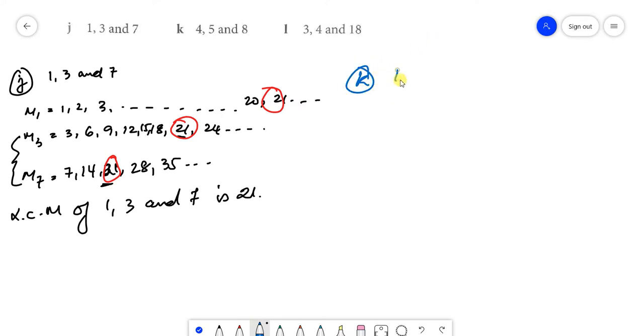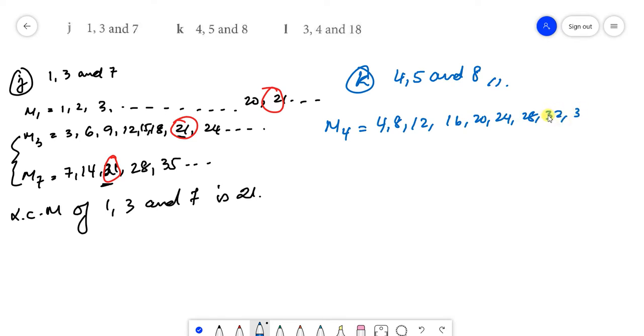Question K is 4, 5, and 8. So we write first M4: 4, 8, 12, 16, 20, 24, 28, 32, 36, 40. We can write more, but let's stop there. Then we write M5: 5, 10, 15, 20, 25, 30, 35, 40, and so on.